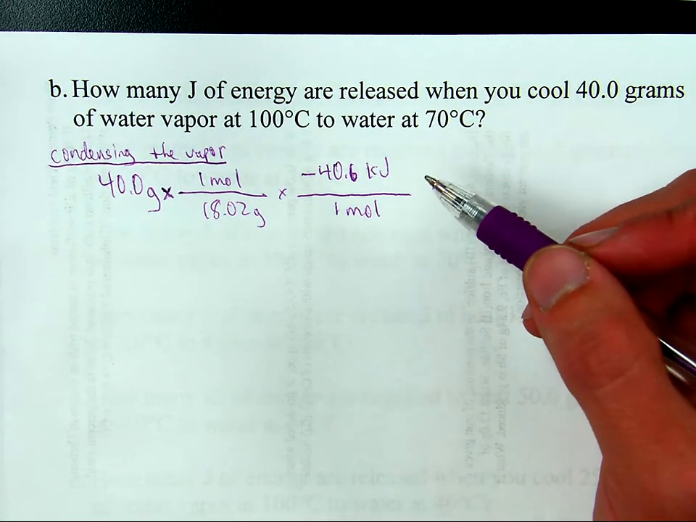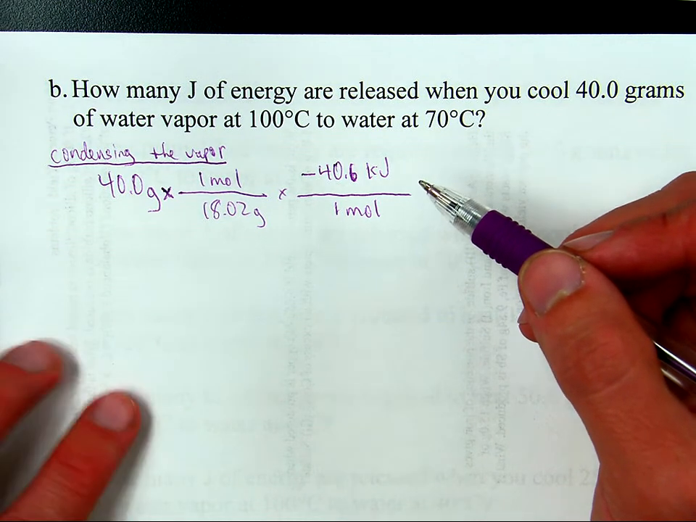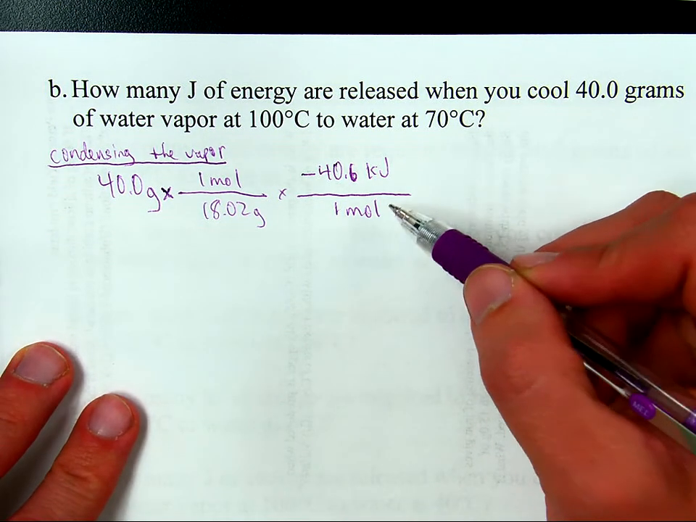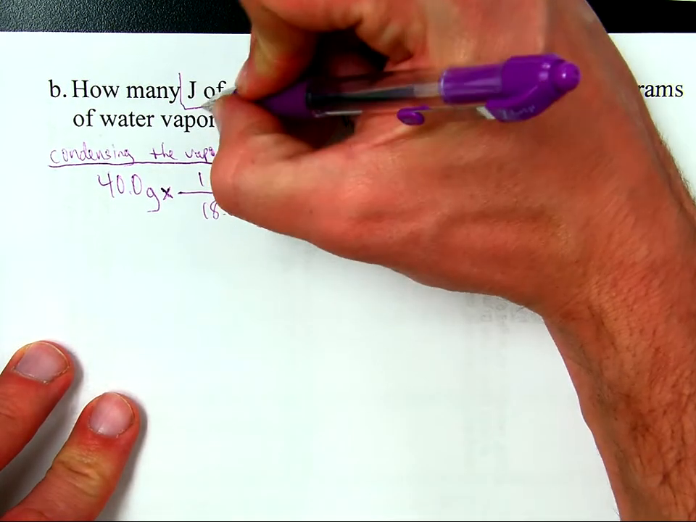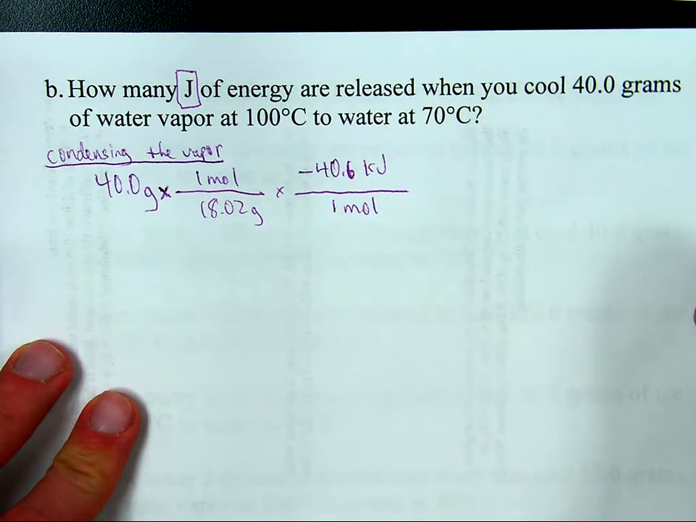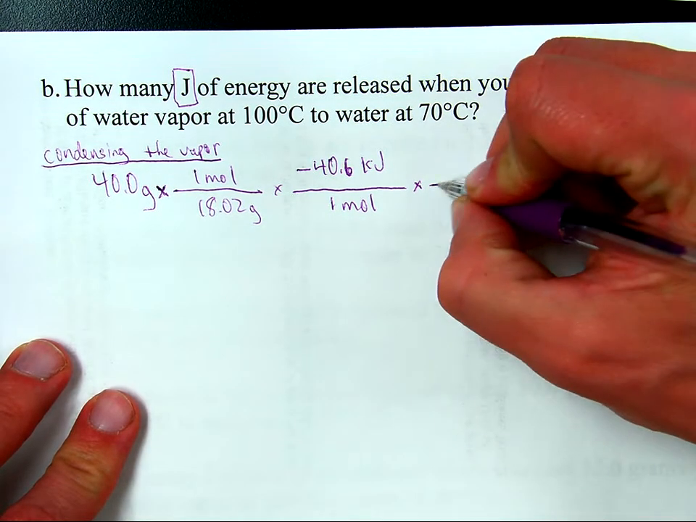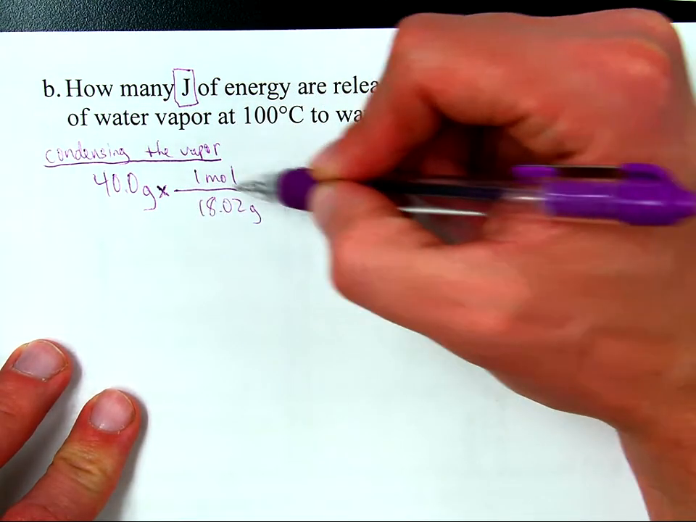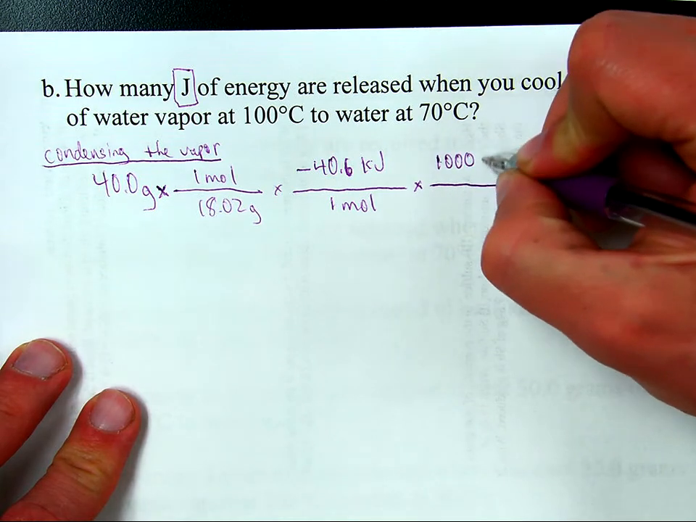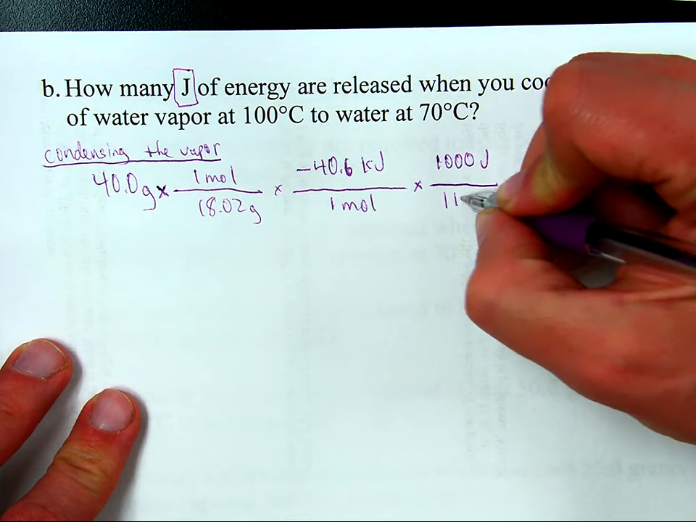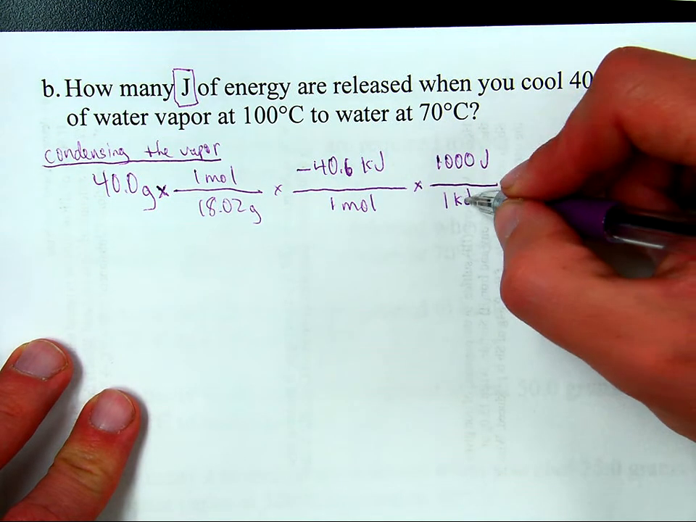And then when you do this, you're going to get a number in kilojoules, but here's the thing. The question's asking for joules. We've got to be careful about those units. So I'm going to add on one more step here, because grams cancels grams, moles cancels moles. I'm going to make sure that the final answer comes out in joules as requested by the question. So 1 kilojoule is 1,000 joules. That way kilojoules cancels kilojoules.